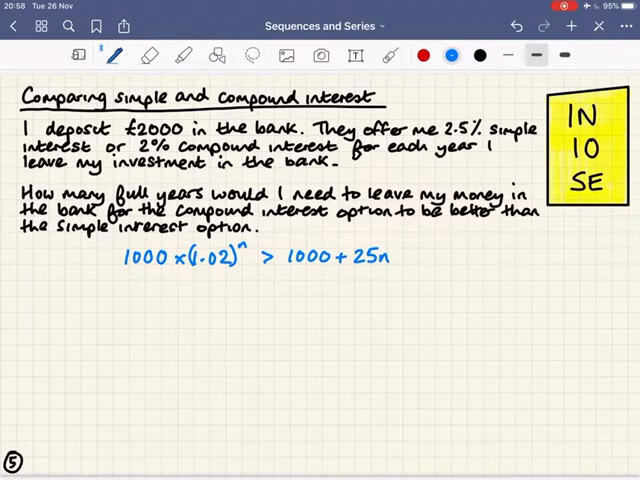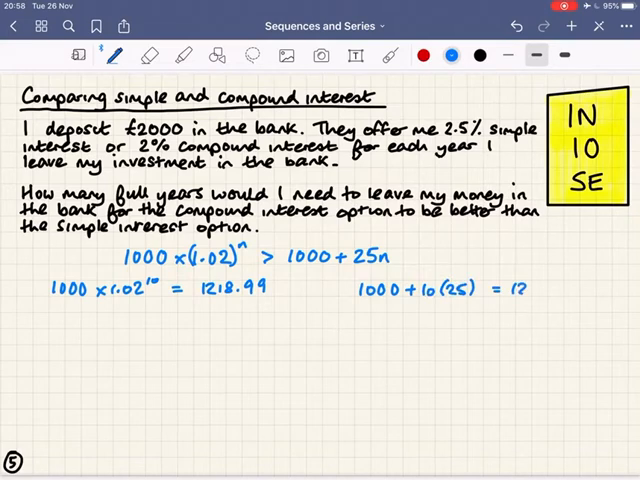So I could do this just trial and error with the calculator and just dip in, let's try 10 years. And we could say on the left hand side is with compound interest. 1000 times 1.02 to the 10 gives me 1218.99. And on the other side, I'd have 1000 plus 10 lots of £25 gives me 1250. So after 10 years, it's still better to leave the money with the simple interest, which is over here, compound interest over here. Let's try 20 years then.